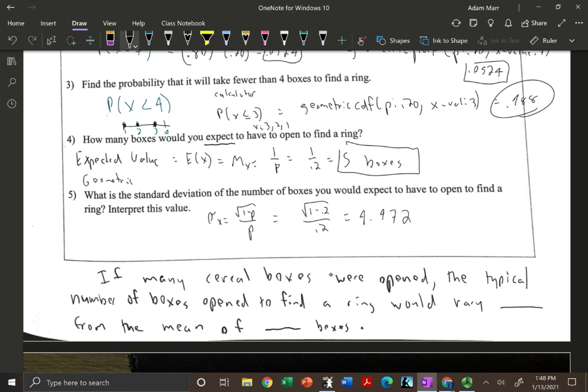So we're going to interpret that. If many serial boxes were opened, the typical number of boxes opened to find a ring would vary by about 4.472 boxes from the mean of 5 boxes. It's just a script that you're always following for standard deviation and mean. Mean is obviously your average, and your standard deviation is your typical distance from the mean.